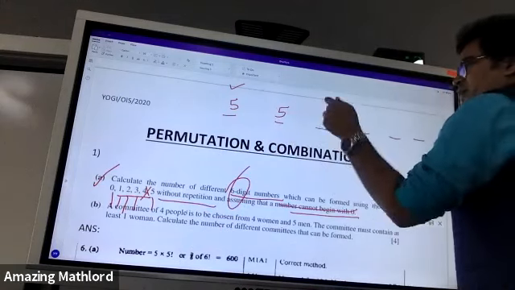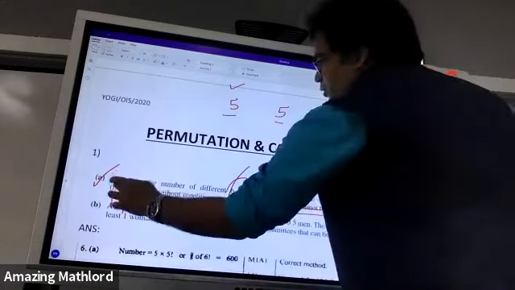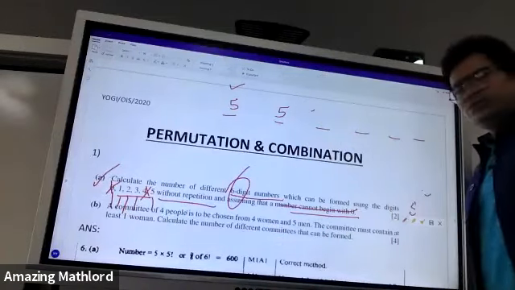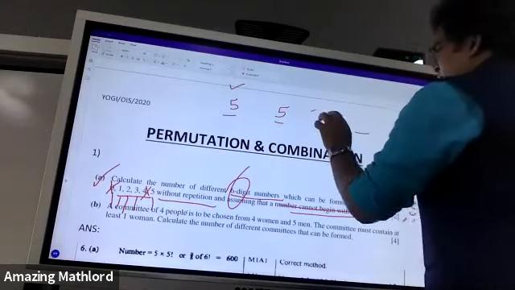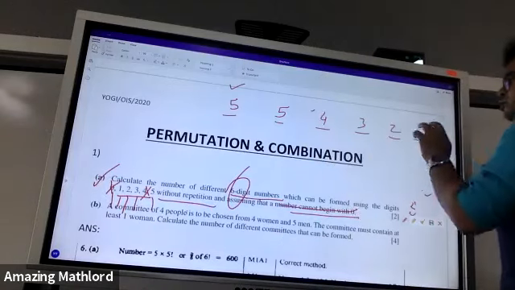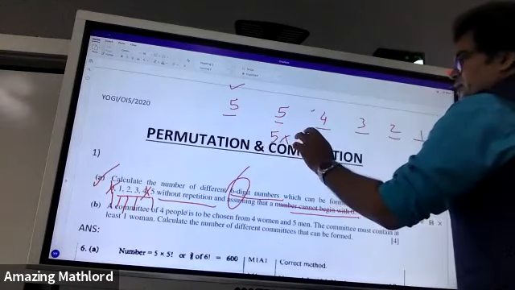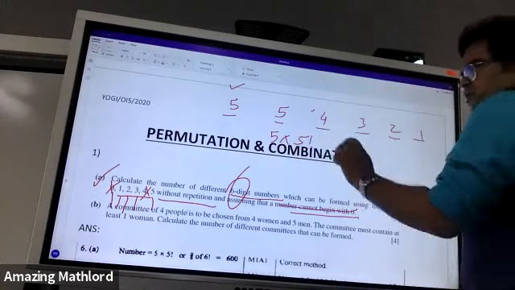Then out of 5, one more is gone. Let's say I use 0, for example. Now remember, I can use 0 here. Any of these places can be filled with 0. Then for the next place, you've got 4, 3, 2, and 1. So actually, if you look at your answer, it is 5 times 5 factorial.